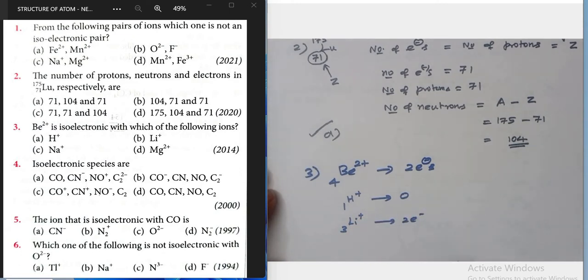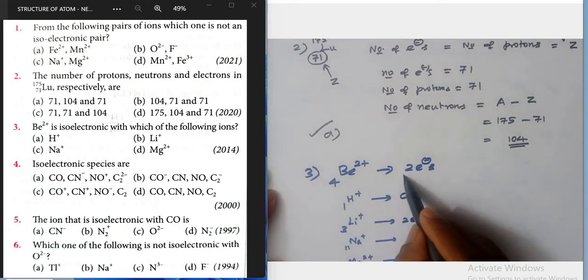For Na plus, sodium atomic number is 11, and 1 plus charge is there. So 11 minus 1 is 10 electrons. And for magnesium, atomic number is 12, so 12 minus 2, 10 electrons.